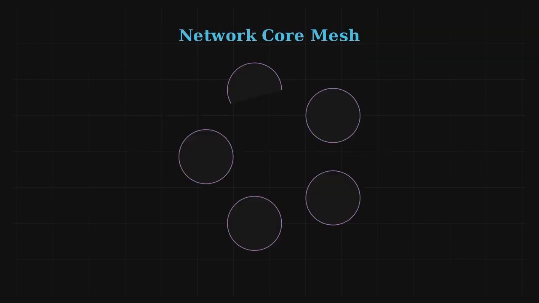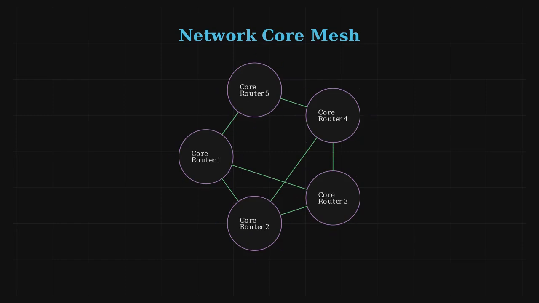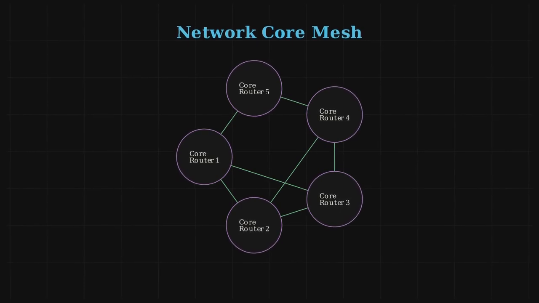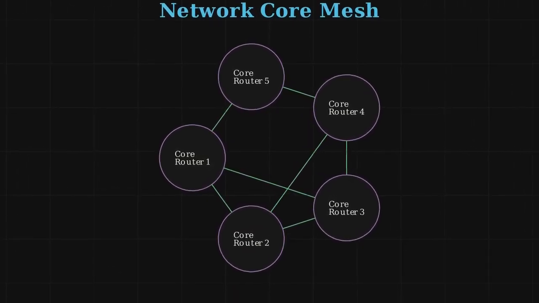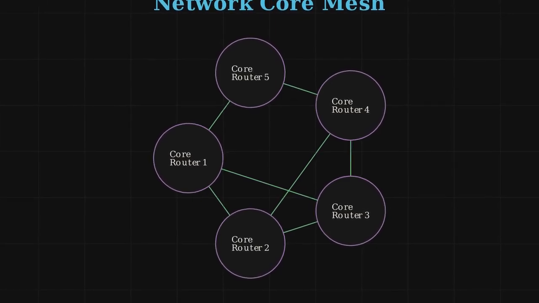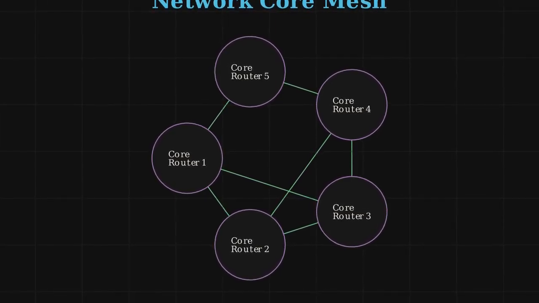Moving deeper, we enter the network core. This is a highly interconnected web of routers and switches. Their primary job is routing and forwarding, taking packets arriving at an incoming link and directing them onto the correct outgoing path, ensuring data reaches its final destination.